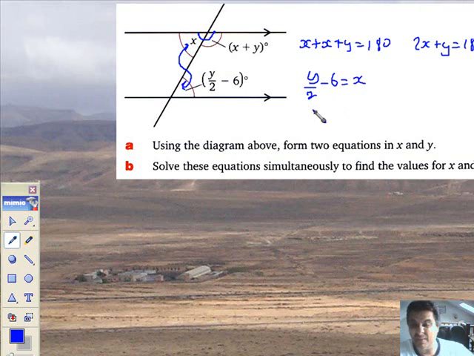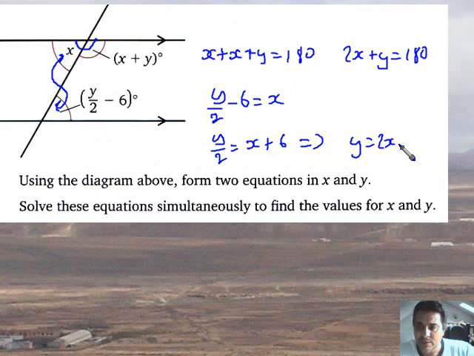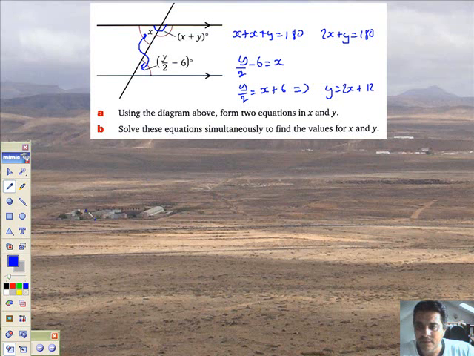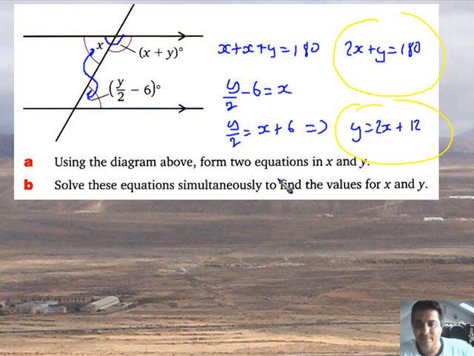I want to tidy it up a little bit so I can actually use it as a simultaneous equation. If I take my 6 over, I've got y over 2 equals x plus 6. And then if I double up, I've got y equals 2x plus 12. So these are the equations I plan to use, that one and that one. I know it says form two equations, so I suppose that would have done and that would have done, but I need to work on this a little more to get these compatible.